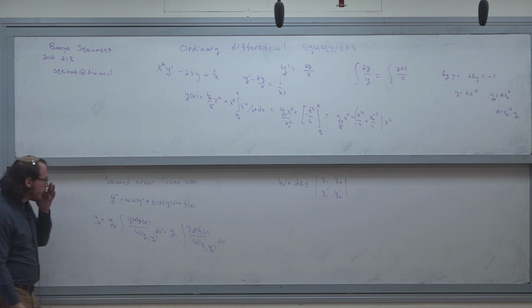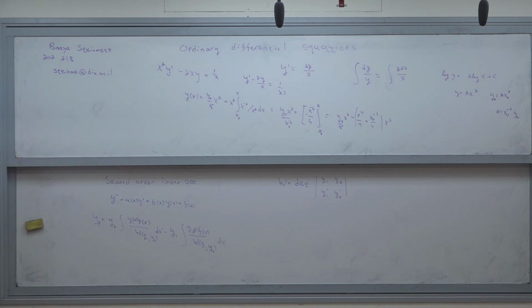Okay, so we first of all find two solutions for the homogeneous equation, and then we can find, using integration, which is usually a more straightforward problem, the particular solution for the non-homogeneous equation.